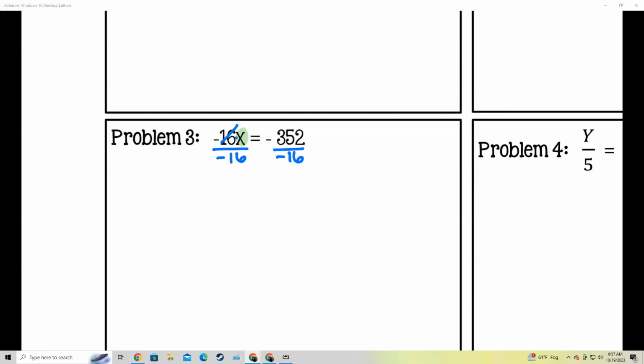These are going to cancel. And what's going to drop is just the x is equal to, and then the negatives are going to cancel here. And I believe 352 divided by 16 is 22. I don't expect you to know that off the top of your head. You would have to do that on the side and go through that whole process of dividing.